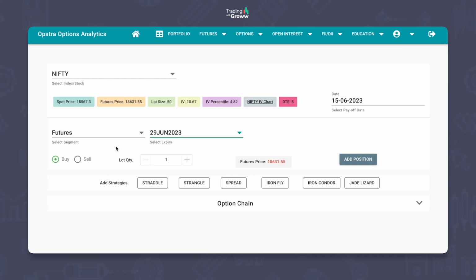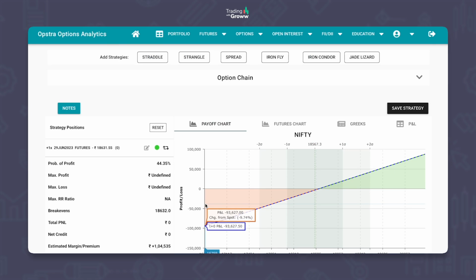So currently Nifty is at around 18,600 levels. If you are going long, I'm just selecting the futures. I've selected buy and just added the position. So this is the position. As you can see, I'm just plain long here.